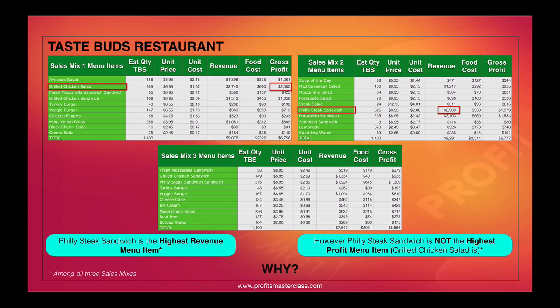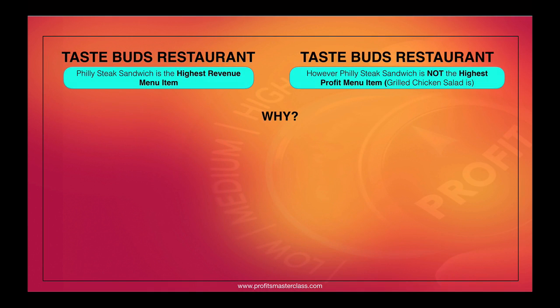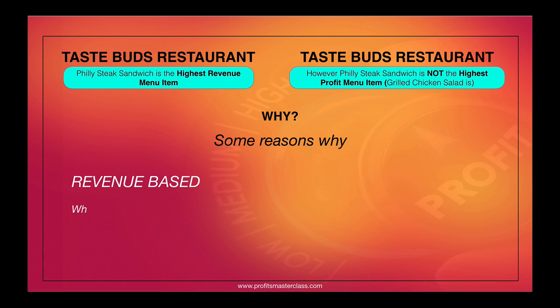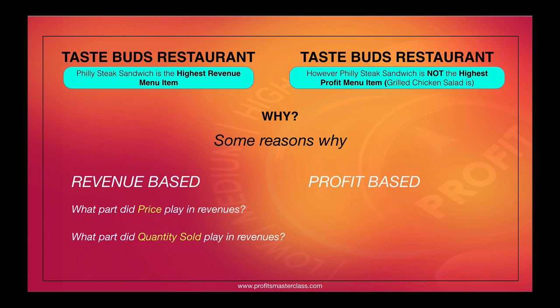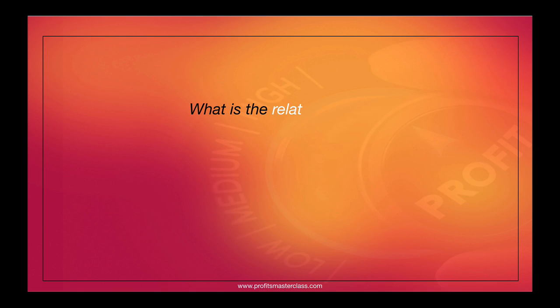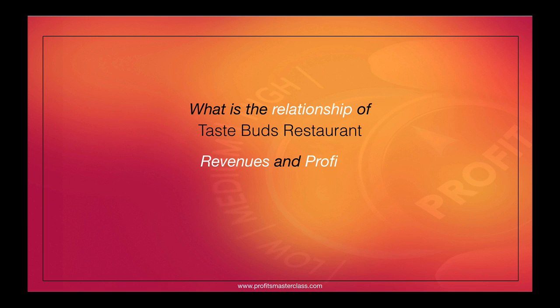So, a highest revenue menu item need not be the highest profit menu item. This is because of elements that affect revenues and profits. You have some questions to answer here. Before we get into the relationship between revenues and profits, let us revisit our findings so far.